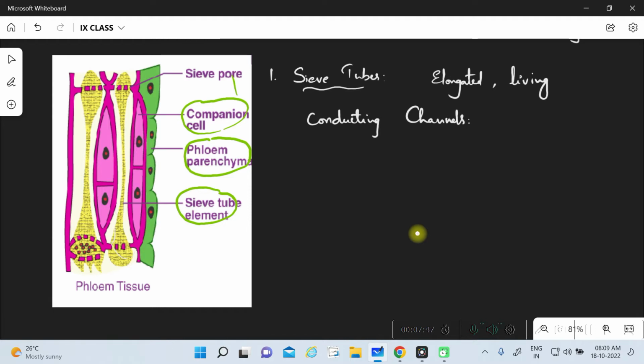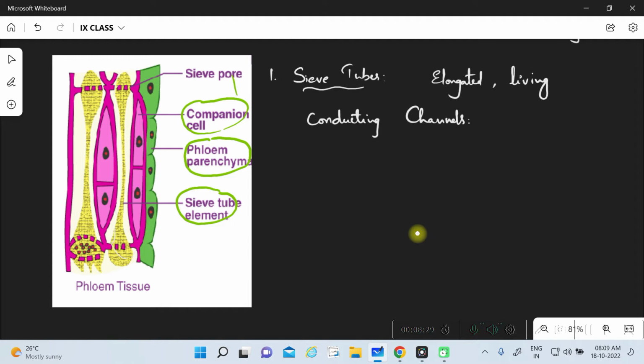You can compare these sieve tubes in phloem with the tracheids and vessels in the case of xylem. But the main difference is that tracheids and vessels are dead conducting tubes, whereas the sieve tube is a living conducting tube. That is the main difference between tracheids, vessels and sieve tubes. As I said earlier, the phloem itself is a living conducting tissue.